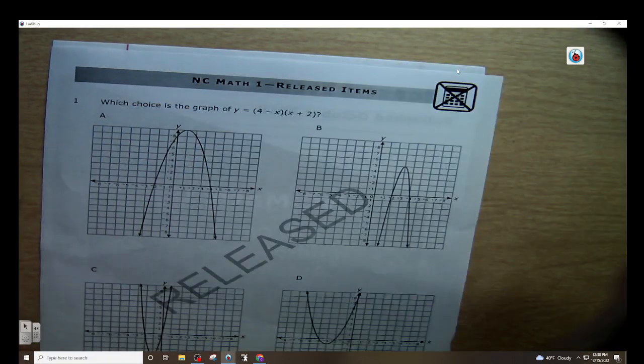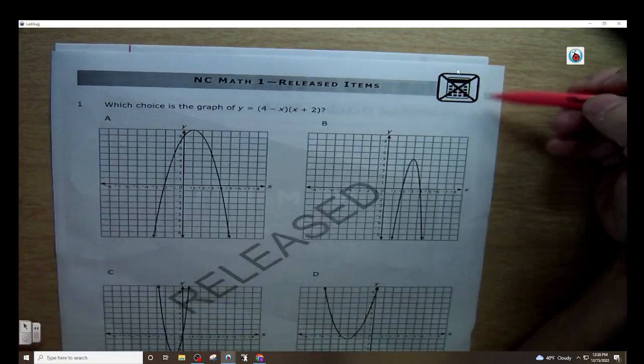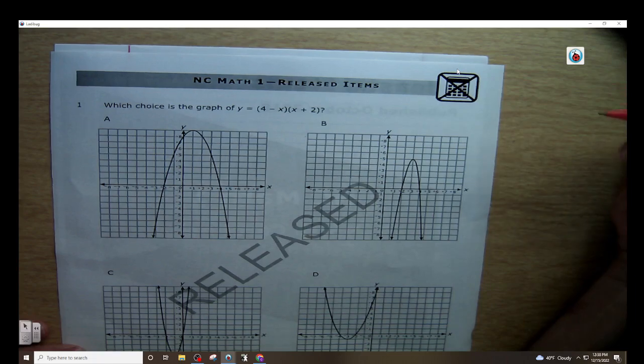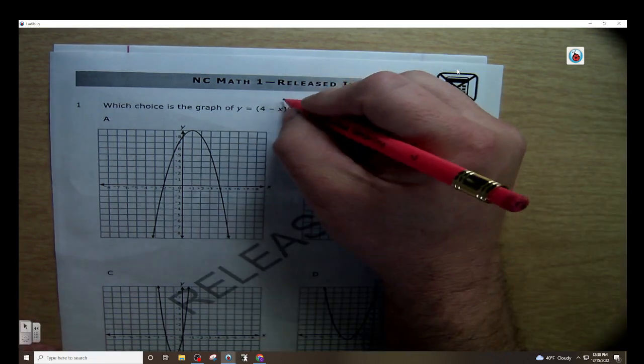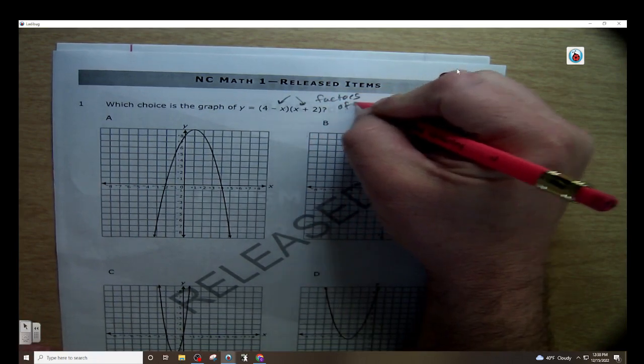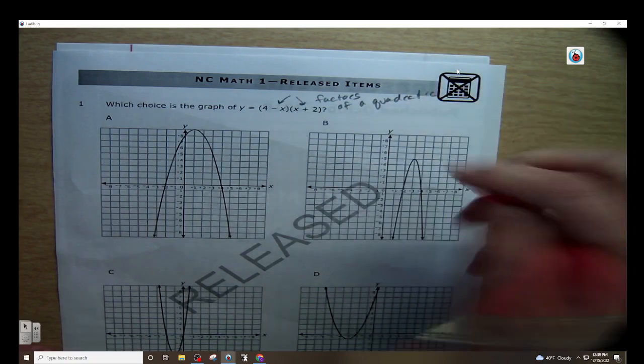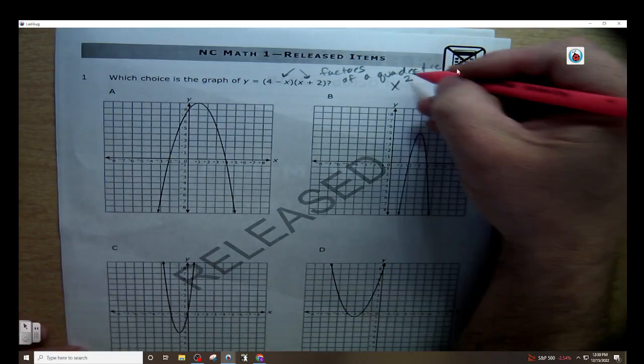Which choice is the graph of y equals 4 minus x times x plus 2? Okay, notice first, this is calculator inactive, so you can't have a calculator. Now, these are factors. They're factors of a quadratic. Now, quadratics make the parabola. All quadratics make parabolas. And how you know it's a quadratic is its highest power is x squared, or its highest power is squared.